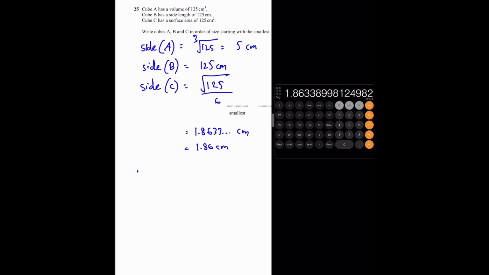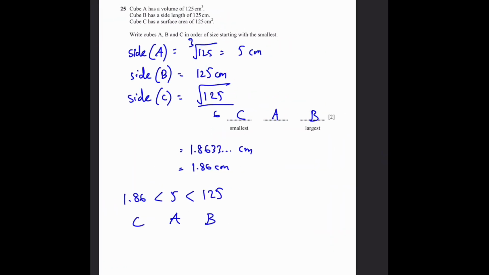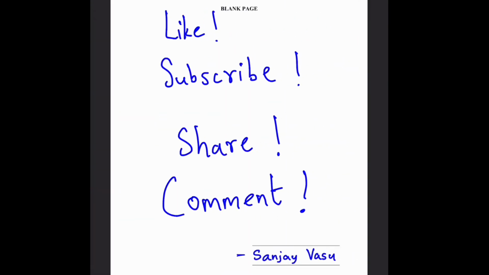Now we can see that 1.86 is less than 5 and that's less than 125. We simply write the respective cubes. So 1.86 is cube C, and then 5 is cube A, 125 cube B. So smallest is cube C, and then A, and then largest is B. That's the answer. And with that, you've come to the end of the paper.